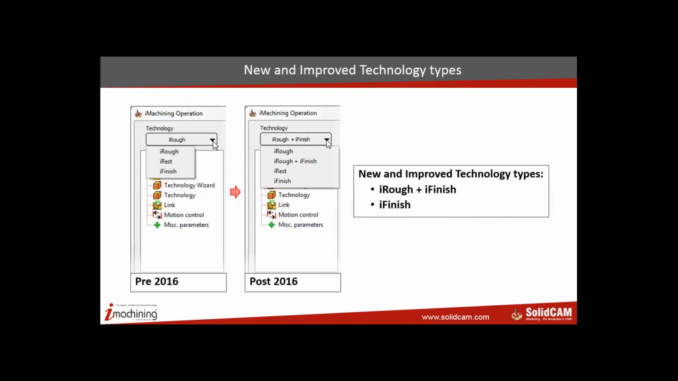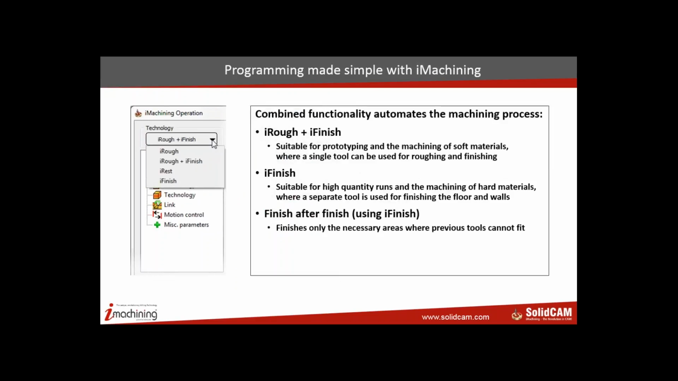We also have in iMachining 2D the option of combining operations. So you've got rough and finish together in one operation, which is a handy time saver once again in programming. And from that, you've obviously got the option to rough and finish, then finish, and then finish after finish if you want, because you can go in there with a smaller tool that the larger tool couldn't fit. So you've got lots more options within iMachining 2D to finish the part.